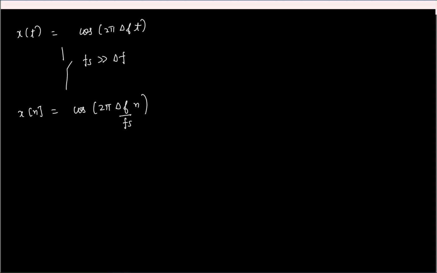Fine. I mean, this again boils down to the same thing, right? I have a continuous time frequency delta f. After sampling at fs, it results in a sinusoid in discrete time at a frequency 2 pi delta f by fs. Fine. Cool. So now let us say I have another signal, say cos 2 pi (fs plus delta f) t. I sample it at fs. What will be the resulting sequence?